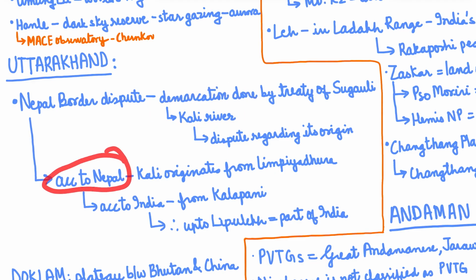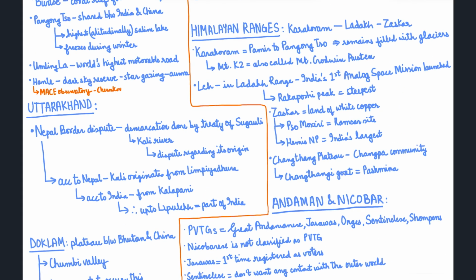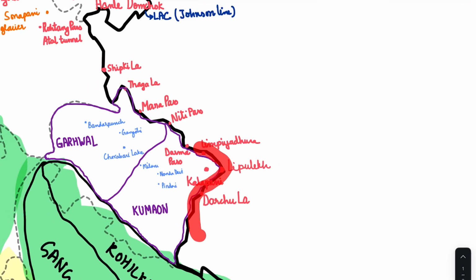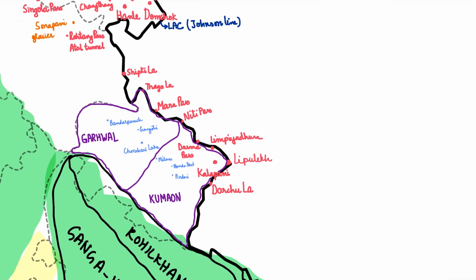According to Nepal, Kali originates from Limpiadhura, whereas according to India, Kali originates from Kalapani. Therefore, India claims up to Lipule as a part of India. So this was the contentious issue about the India-Nepal border.